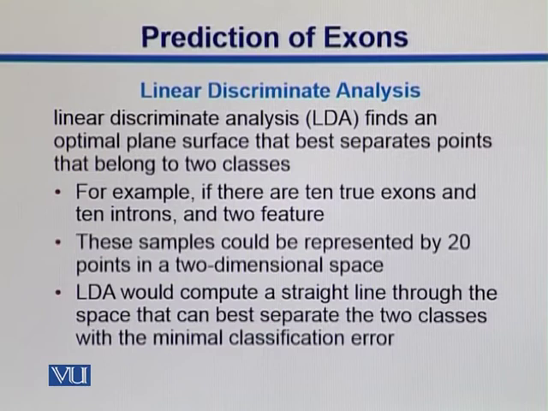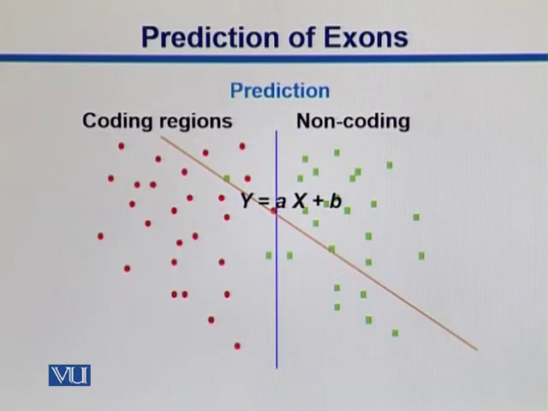If we plot them together, LDA would try to separate them into two distinct classes. For example, if we look at this picture, we have coding regions and non-coding regions, shown in green and red, and there is a line in the middle that tries to separate these two. So this is where we can do discrimination. We can draw a central line or a linear regression line. We see the equation over there, y is equal to ax plus b. So we can draw this line, where we can have prediction.